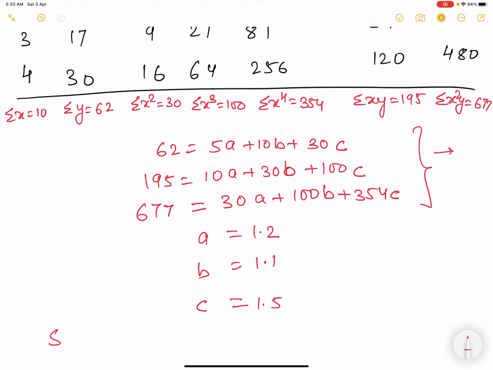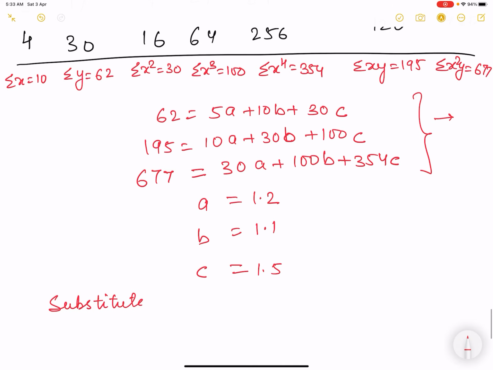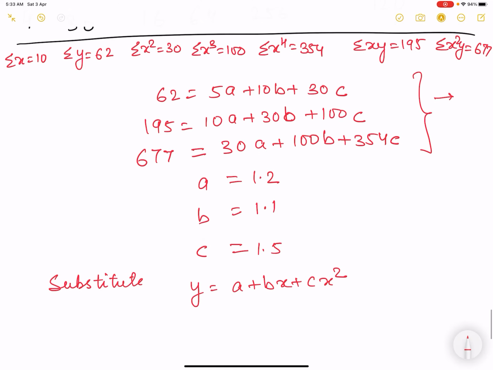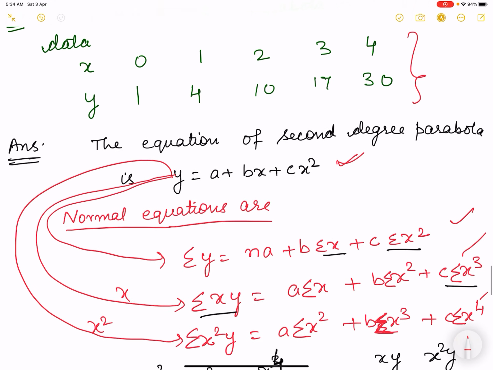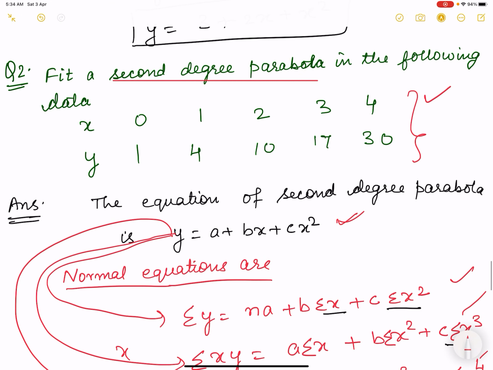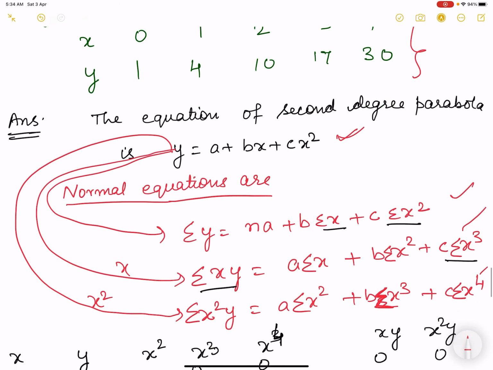Substitute these values. Where do we have to substitute this? We have to substitute this in this equation, y is equal to a plus bx plus cx square, because this is the required equation. And on putting the values, we'll get this, and this is the required equation of the second degree parabola or the parabolic curve, which is required in the question to fit in this given data. This is our best fit, and this will be the answer.